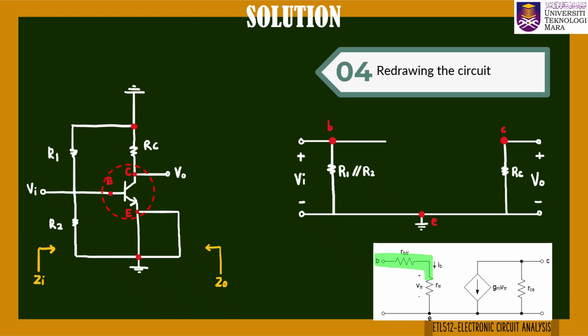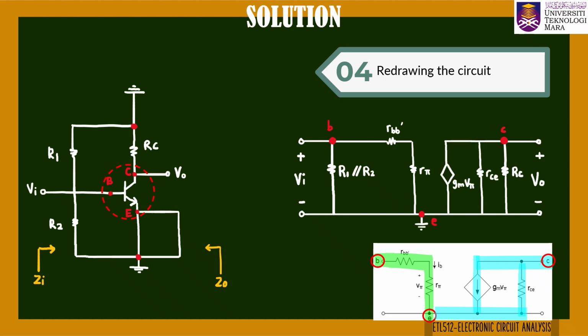RBB prime and RPi are in series between base and emitter. GMVpi and RCE are in parallel, connected between collector and emitter. So in the AC equivalent circuit, place RBB prime in series with RPi between base and emitter, then add GMVpi and RCE in parallel between collector and emitter.